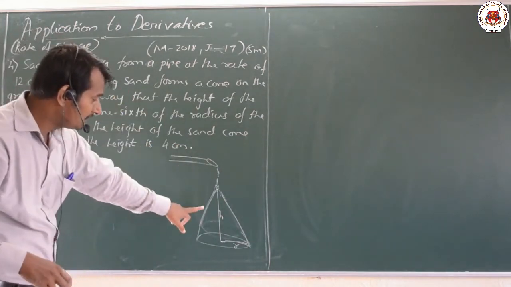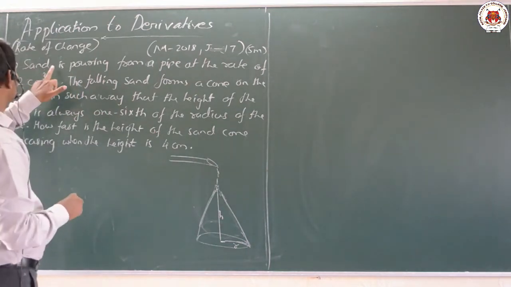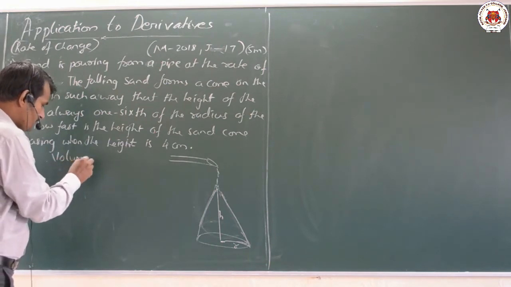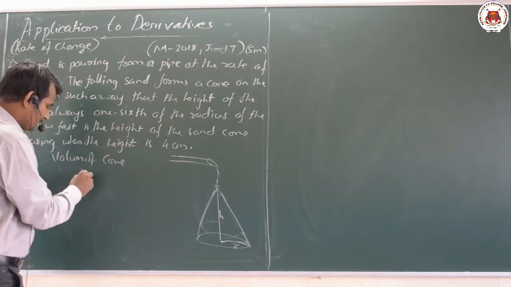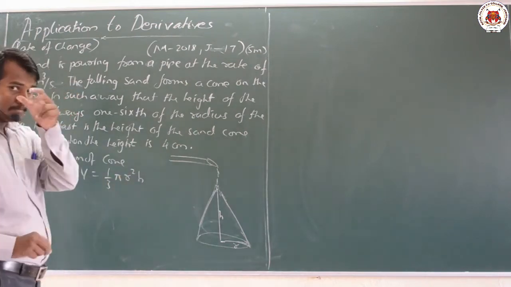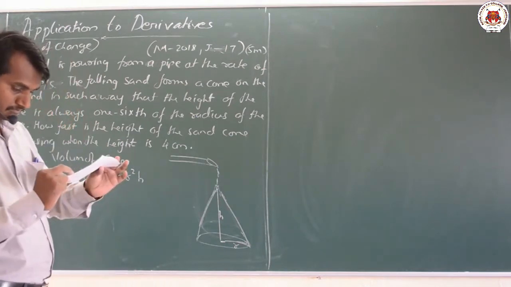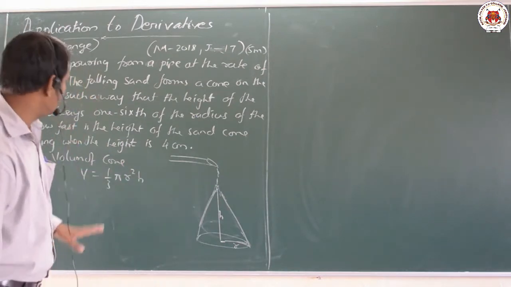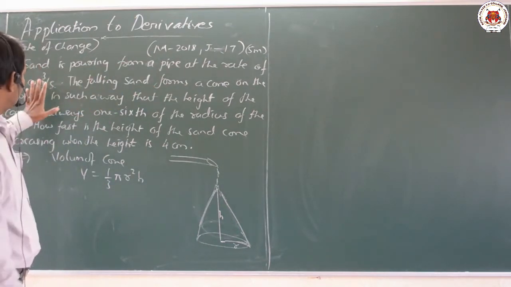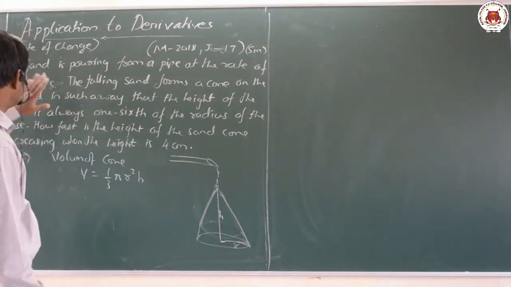That means if I take the volume of the cone, now what is the given data? First of all, according to this first sentence, the volume of the cone, let us take it as V, is equal to 1 by 3 pi r square into h. That is our given data here. Now we can observe what the given data is: sand is pouring from the pipe at the rate of 12 centimeter cube per second. That means the volume is increasing at the rate of 12 centimeter cube.